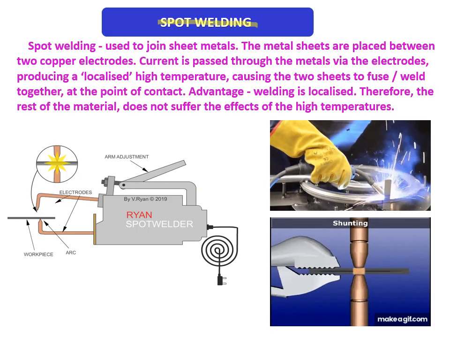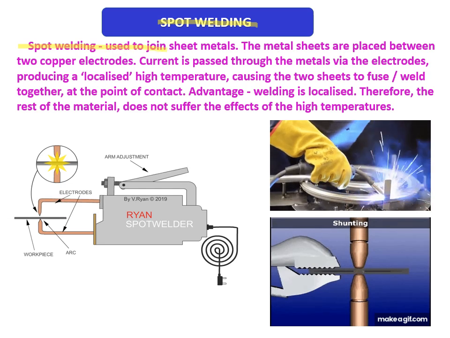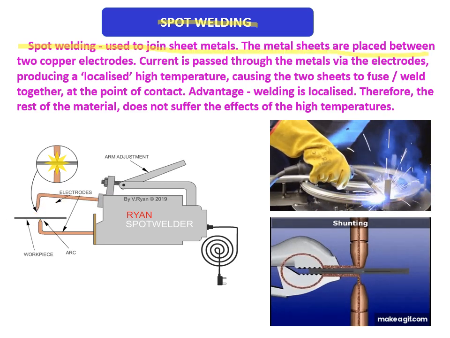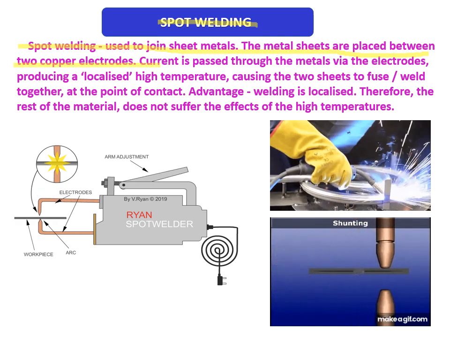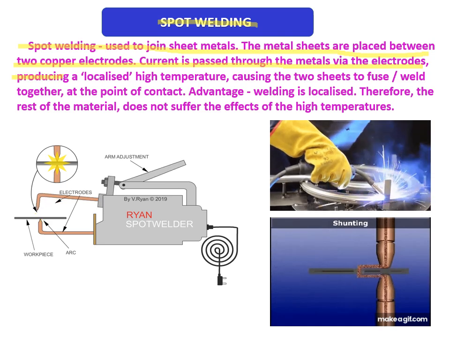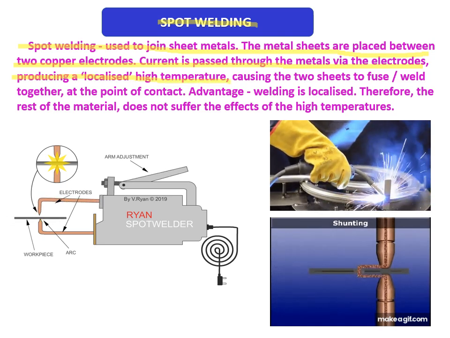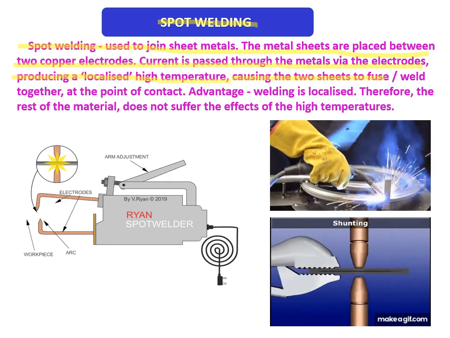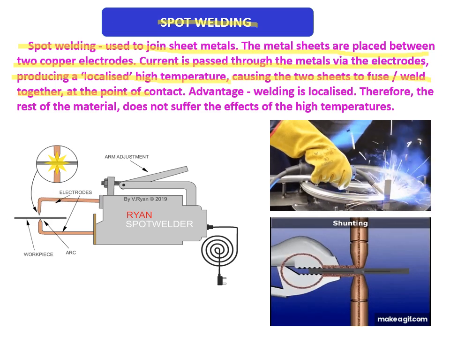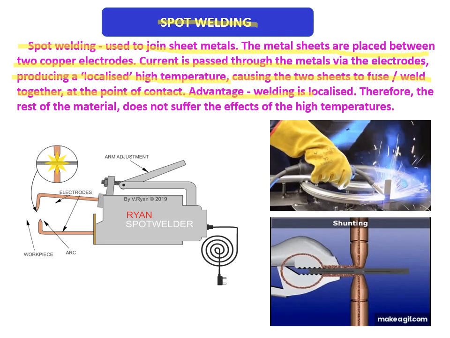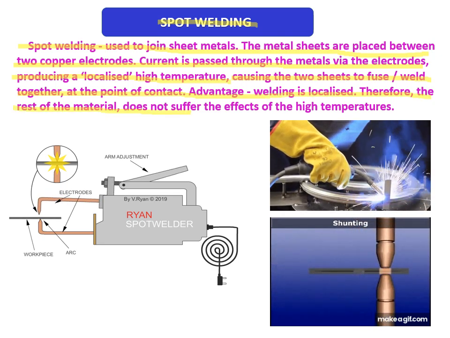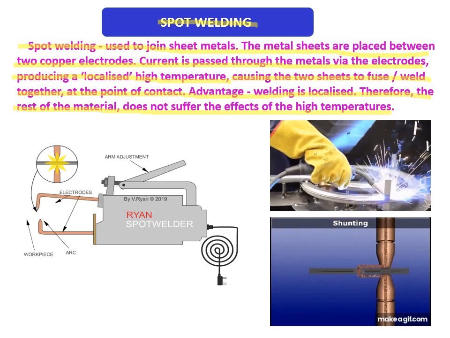Next one is spot welding. Spot welding is used to join sheet metals. The metal sheets are placed between two copper electrodes. Current is passed through the metal via the electrodes, producing a localized high temperature, causing the two sheets to fuse and weld together. At the point of contact, welding is localized. Therefore, the rest of the material does not suffer the effect of high temperature.